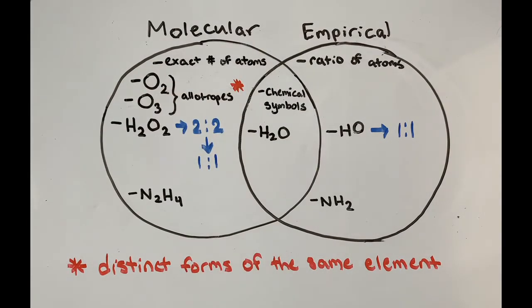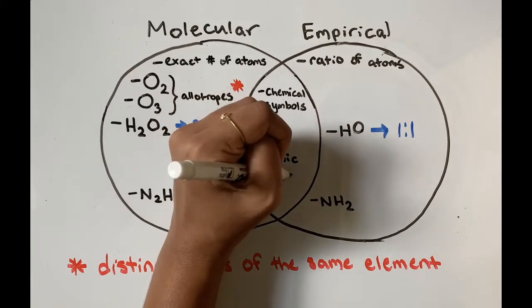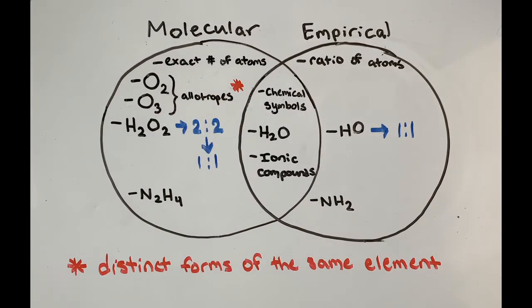H2O is the smallest unit of water, but it can't be simplified further, so it's both the molecular and empirical formula. Ionic compounds usually fit into this category. I'll get into why that is in a minute.